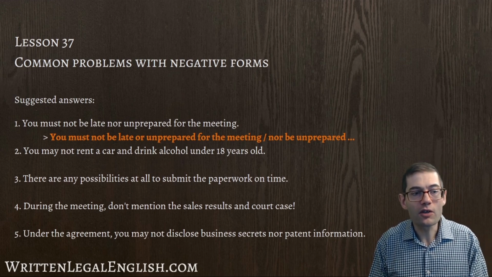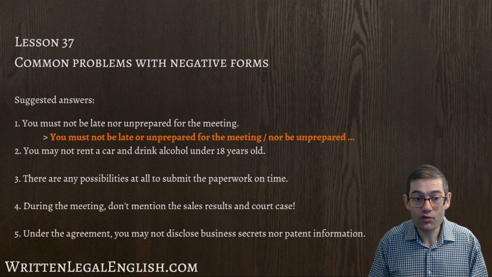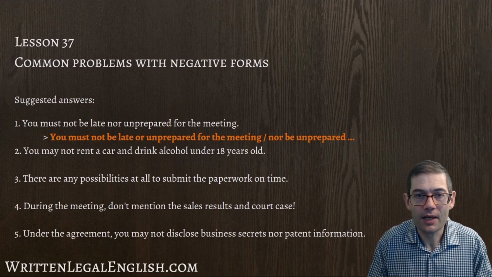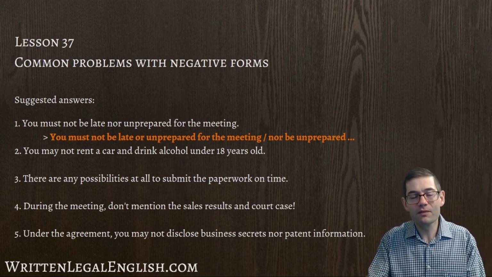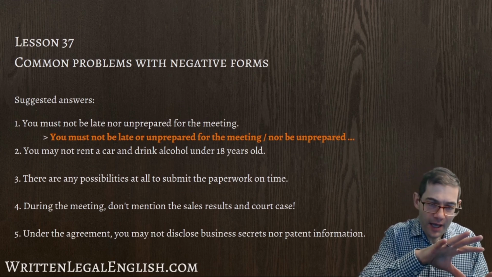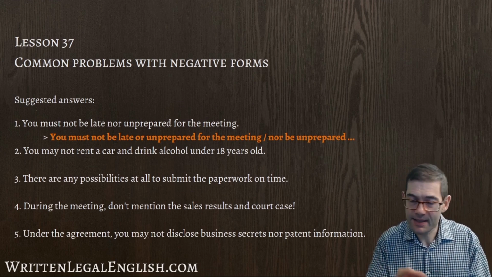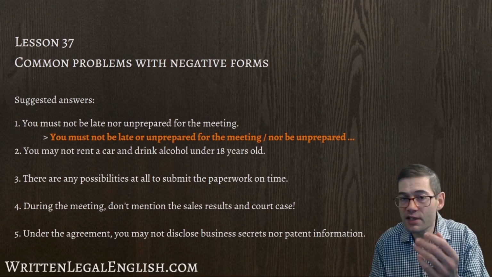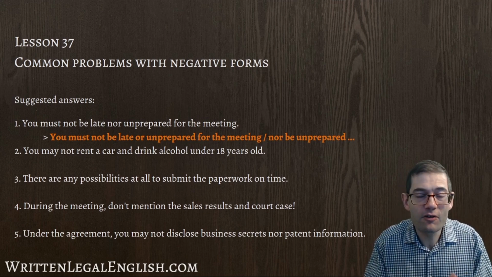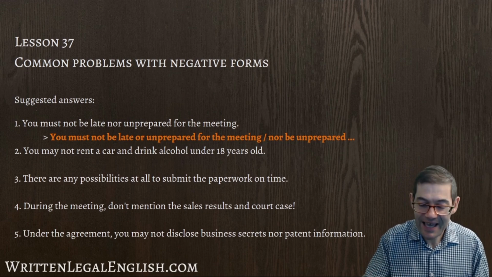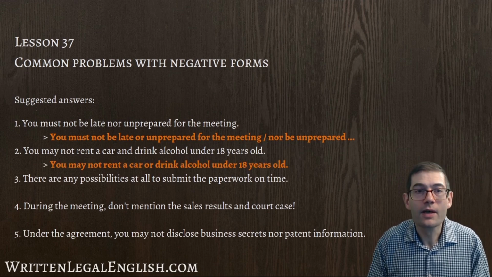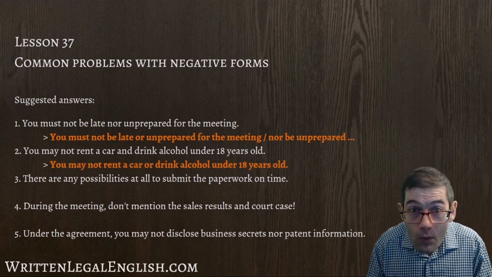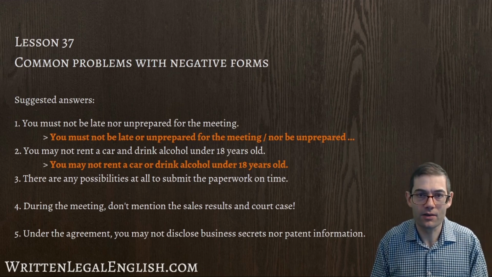For number 2, "you may not rent a car and drink alcohol under 18 years old." Very common mistake, perhaps this is one I see the most, where you've got a negative introduction to a list, and that list might be 2 things, 3 things, 4 things, 5 things, however many things are on that list, you shouldn't say and. This should be or. So you may not rent a car or drink alcohol under 18 years old.